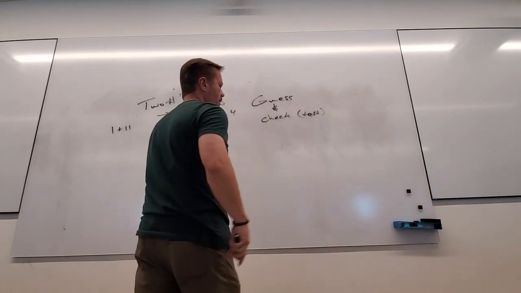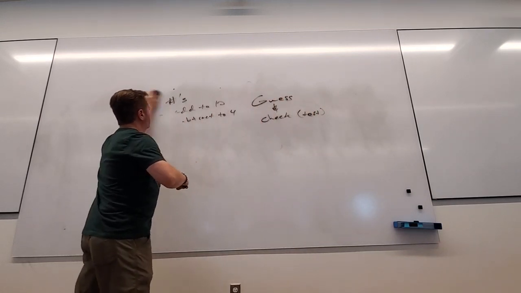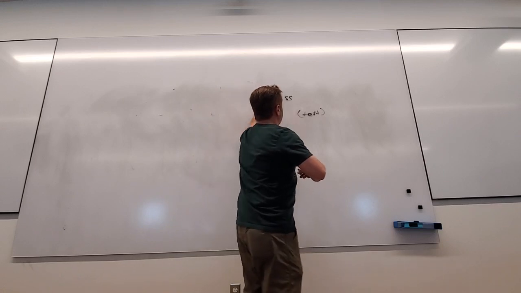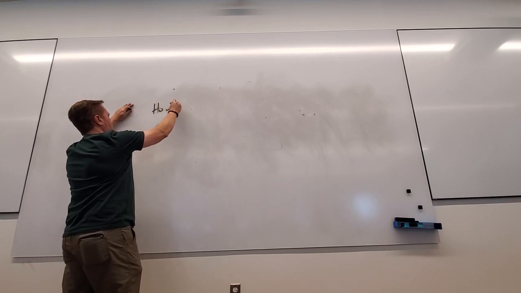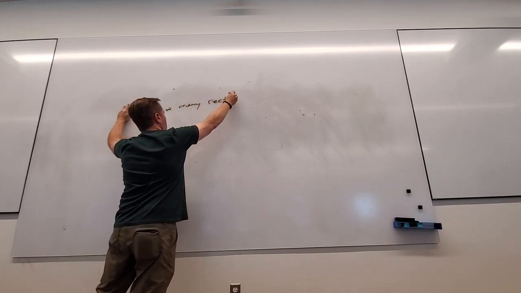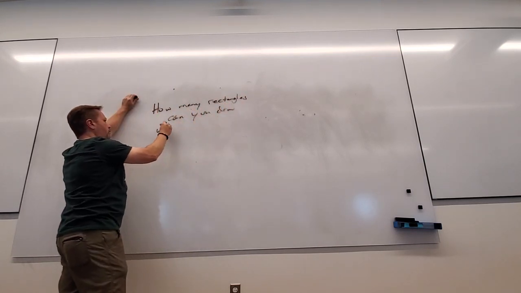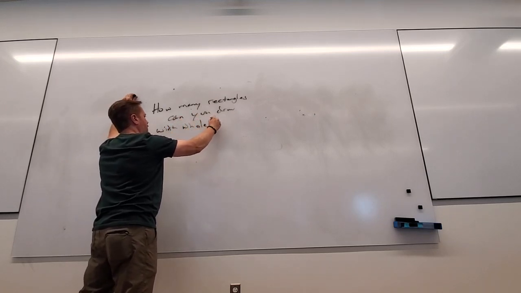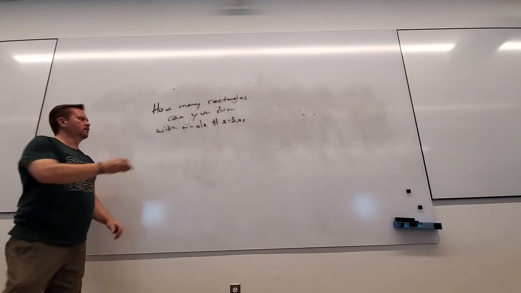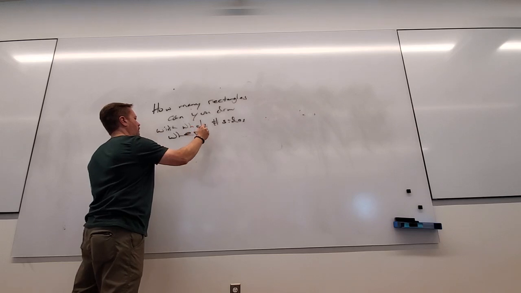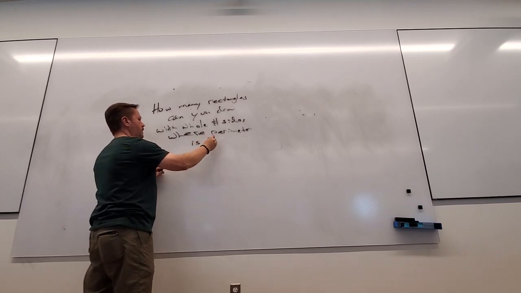Let's see. What if I had a problem where I said, let me see if you guys are with me on this. How many rectangles can you draw with whole number sides? So a side cannot be 7.2 long. Are you with me? Whole number sides, where the perimeter is, what did I want? Sure, 10 is fine.